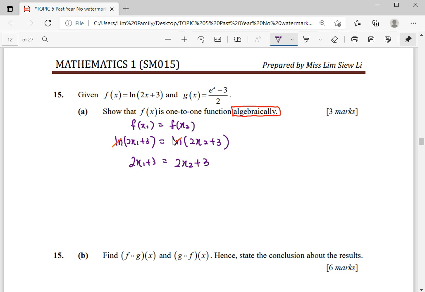Another way to see this is that when we unlock this ln, the base e goes to the opposite side. e to the power of ln can be simplified, so we still get the same status here: 2x1 plus 3 equals 2x2 plus 3. Move the 3, it will be minus. Then move the 2, it will be divided, leaving x1 equals x2. Once we get this result, it means this function is a one-to-one function.